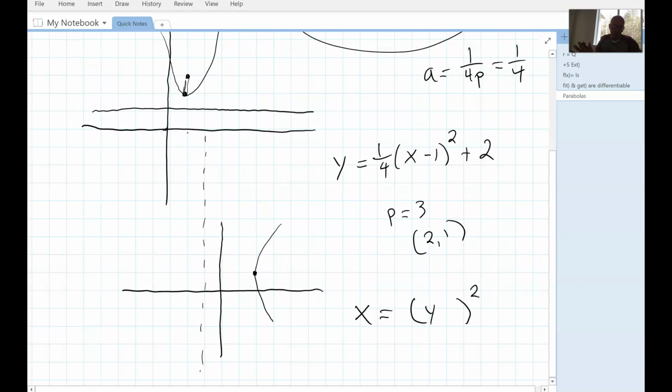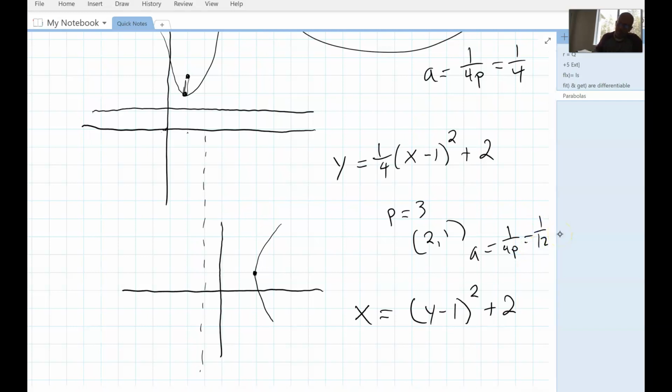And since it's facing to the positive direction of the x-axis, we know that a is going to be positive. And let's see, so if we put in here, this would be y minus 1 squared plus 2 on the outside, because again, we put the 1 with the y and the 2 with the x, right? And then my a is going to be 1 over 4p, which would be 1 over 12, right? Because the p is 3. So I'm going to have 1/12 in here, and again, it'll be positive 1/12 because I'm facing to the right. If it was facing to the left, it would be negative.